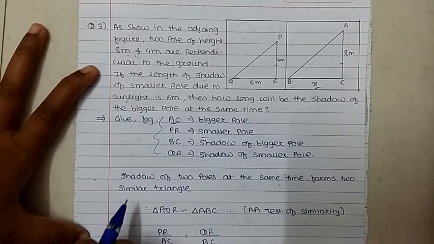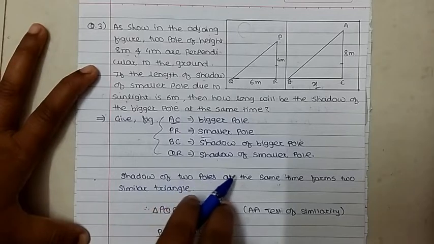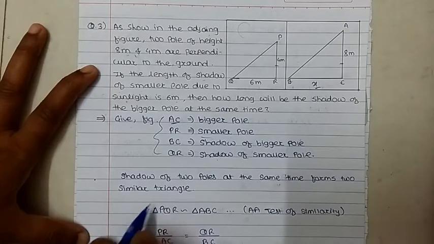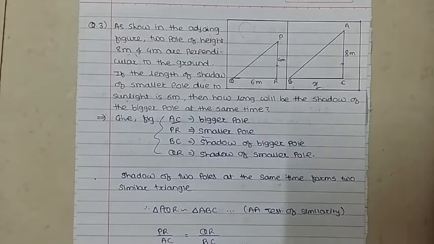So we have to calculate here the shadow. Two poles at the same time form two similar triangles, because the sunrays come from one point only, that is the sun. So when these sunrays come at the same time, these two triangles are similar. How?